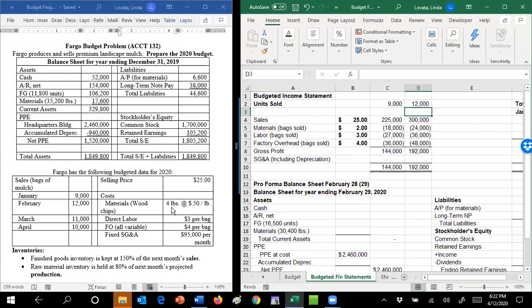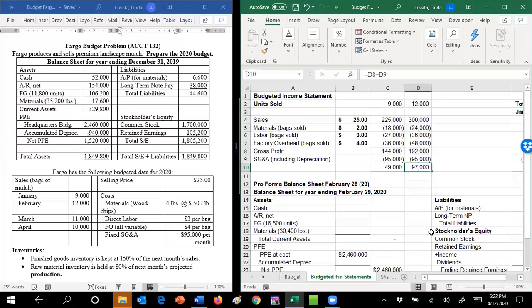Materials were $2 per bag. Labor was $3 per bag. Variable overhead was $4 per bag. So I just put those in there. Our SG&A is $95,000. I could have referenced that prior tab, but here it's just as easy to type it in.